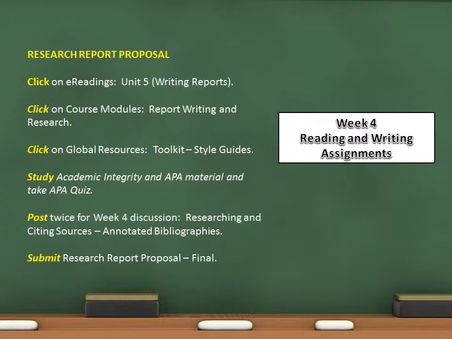Week 4, you have only one unit to read, Unit 5 about writing reports, and you have a lot of information about how to write proposals and reports. You take your APA quiz, that's the composition department's requirement for all Writing 293 students. You post twice for the week 4 discussion, and this is all about sources that you may or may not use in your actual weeks 5 and 6 research report. So it goes along with the research project. You submit that final report for a grade no later than Sunday to avoid that late penalty.